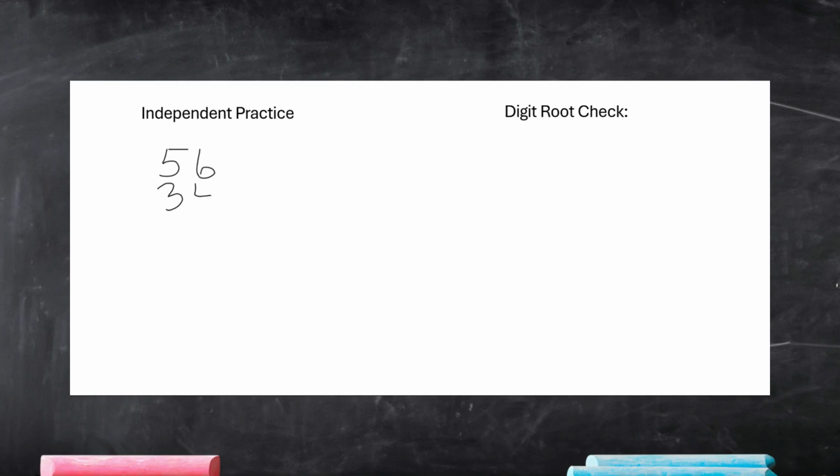Okay, we've reached the point of the lesson where we are going to do some total independent practice. So if this is where you want to pause to try it on your own, I suggest you do that now.